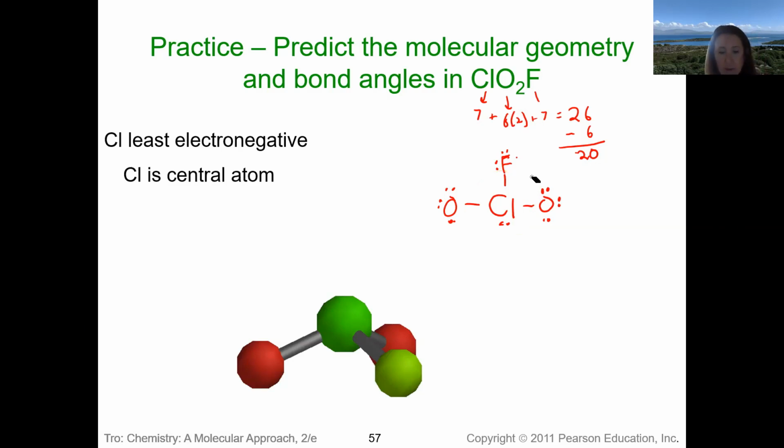The question was whether the first one is in the middle. Usually they write the least electronegative element first, but not always. For example, if you have HCN, H definitely doesn't go in the middle. So usually the least electronegative element goes first, and usually this one is in the center, but not always. So always check least electronegative in the middle.